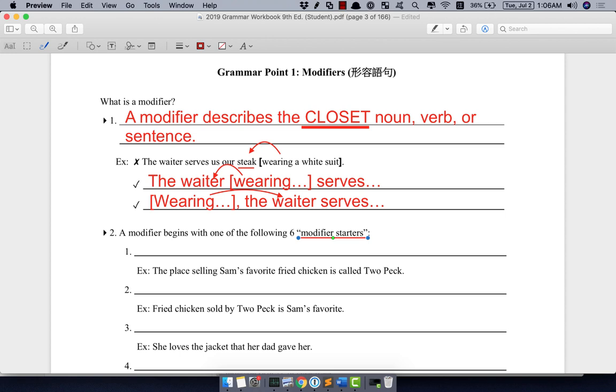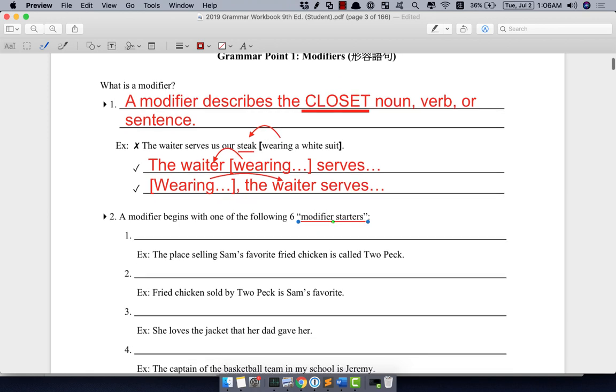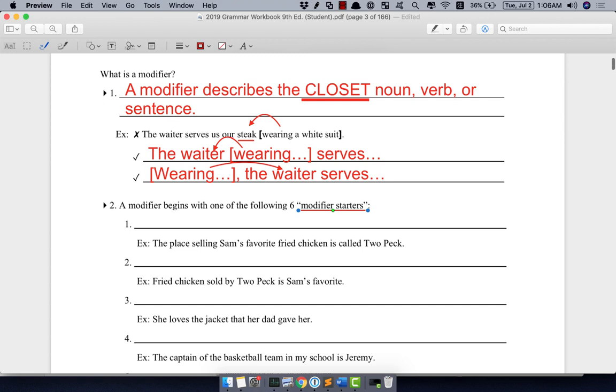And whenever you see one of these six categories of words, then you know that this is the beginning of a modifier. So the first thing is something that we see here in "wearing a white suit." Those are words like verb-ing, and the technical term for it is present participle. You don't really need to know the phrase present participle. That's what grammar people call it. So you can put that in quotes, "present participle."